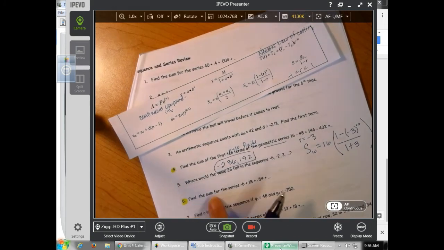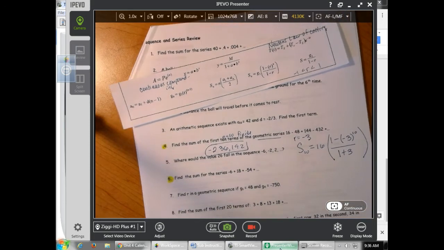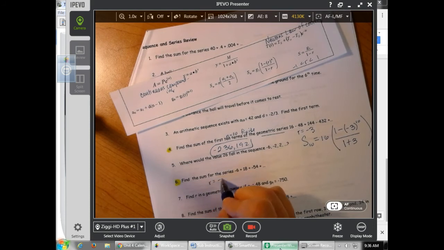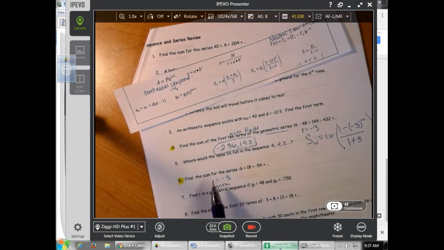And then number 6 says find the sum for the series. So first of all, what is this type of sequence? Is it arithmetic or is it geometric? When I look at this, it looks like we're adding 12 there, but actually I'm adding more than 12 there, so this is not going to be arithmetic. Is it geometric? Well, if it is, -54 divided by 18, which is -3, is going to do the same thing as 18 divided by -6. So R is -3. So it definitely is geometric. And we're supposed to find the sum.